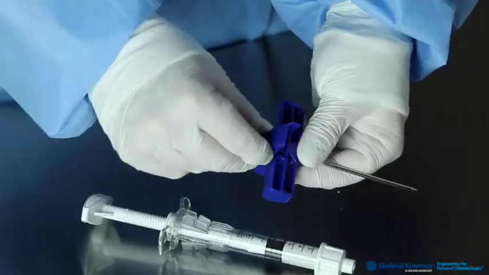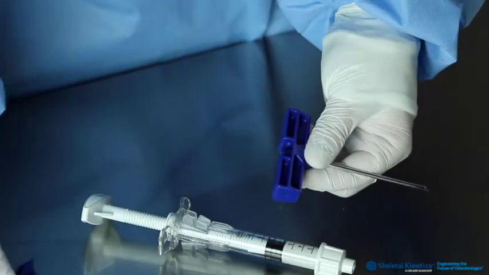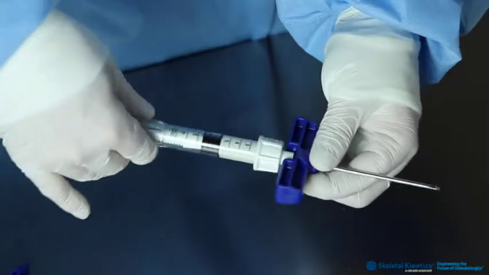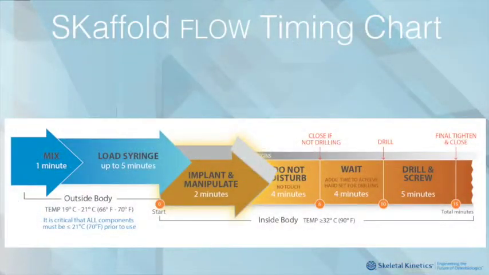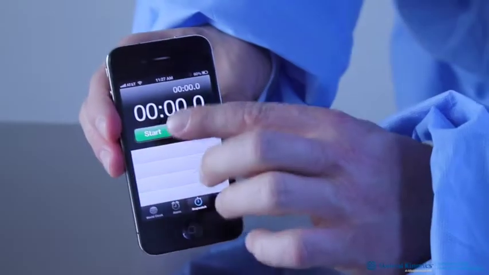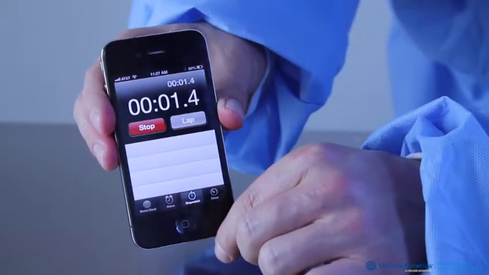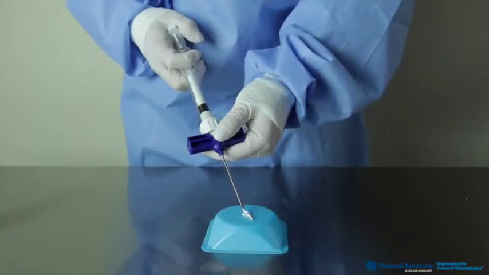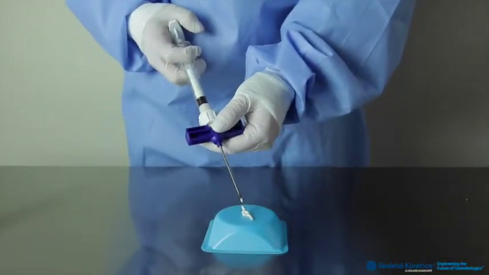Remove the trocar from the cannula. Attach the cannula to the luer connection of the syringe cap. Now the surgeon will implant and manipulate the material. They will have up to 2 minutes to do this. Regardless of how much time it has taken to transfer the material, just prior to implantation, start a new timer. It is important during implantation that the surgeon fills in a retrograde fashion.